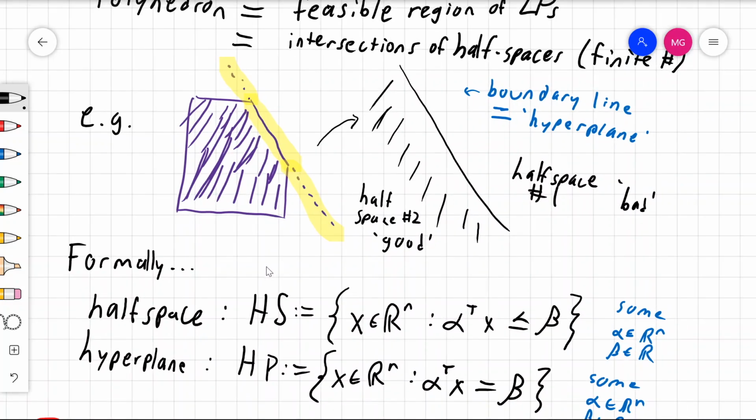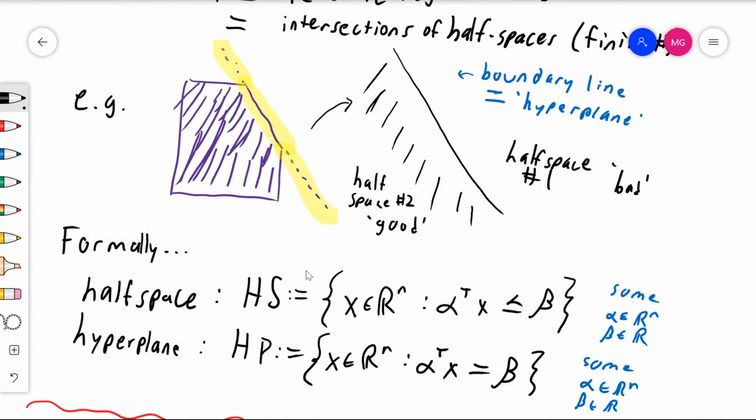So half space, when we say we're splitting space into two halves, the half space that we're concerned with, the good one, is the set of points x in R^n such that alpha transpose x is less than or equal to beta. So alpha and beta are given data. This is a single linear inequality here. You imagine that you have a linear program and it consists of many less than or equal to inequalities, and we're just looking at a single individual one of those. That would be this constraint here, alpha transpose x less than or equal to beta. The points that satisfy that are the points in this good half space.